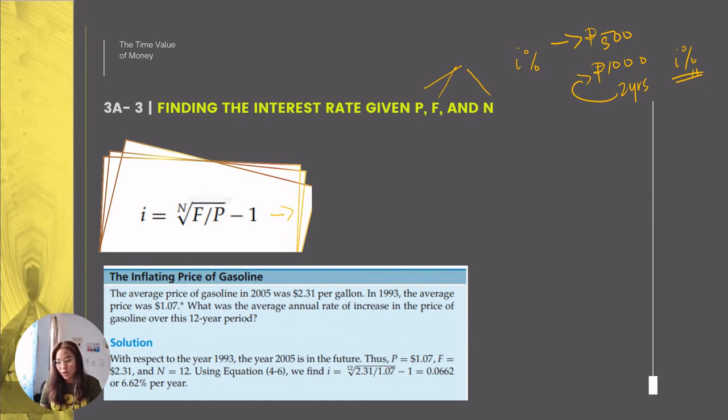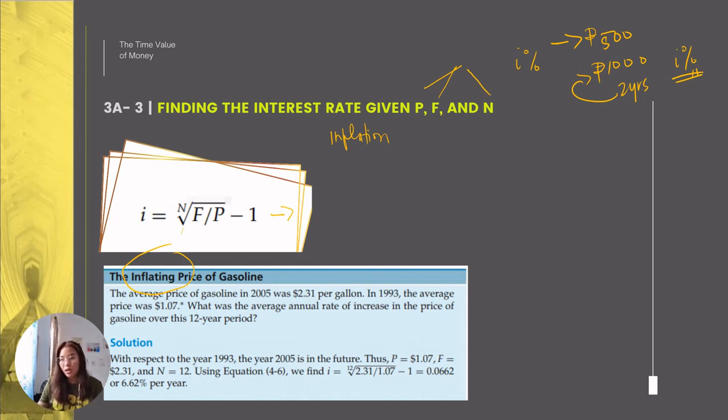Okay? So, for our example, kani siya, the inflating price of gasoline. Let's take that example. By the way, when you say inflating, inflation, if you heard of it, this is another example of when it may be necessary to solve for an interest rate. Suppose you're interested in determining the annual rate increase sa price of gasoline.